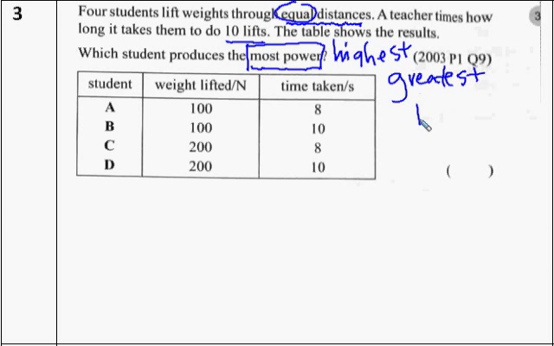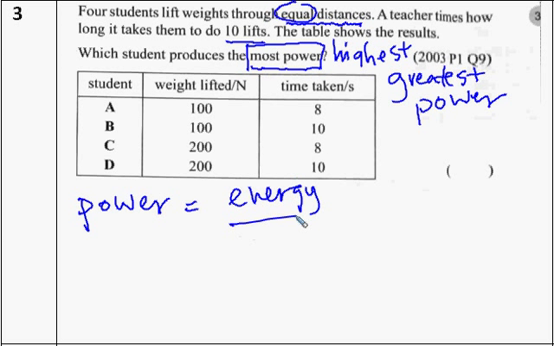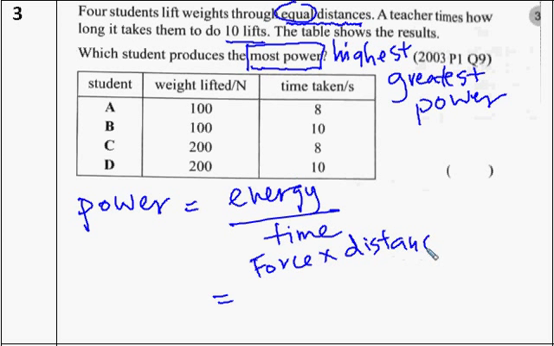Greatest power. So the question now is how do we calculate power? There's a formula called power is equal to the energy. In this case, I need the energy to do work over the time taken to do the work. The concept of energy is also work done. So work done is still equal to the force applied multiplied by the distance moved, same thing over the time taken.